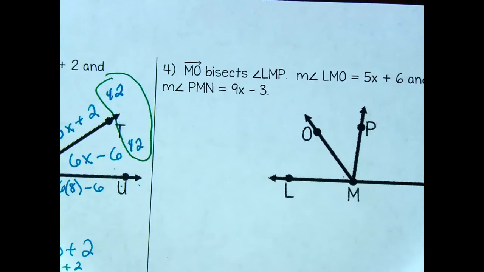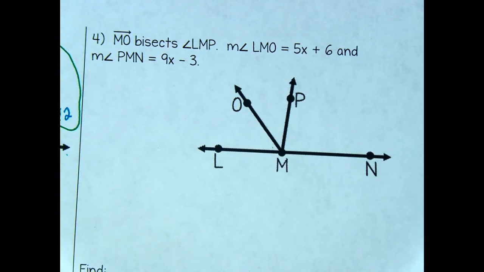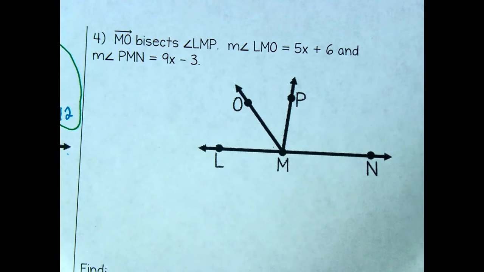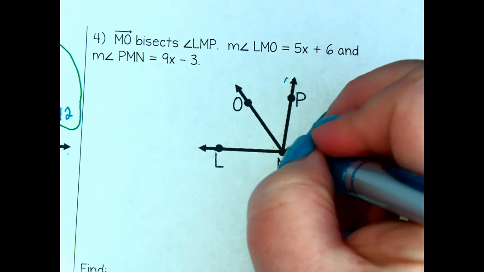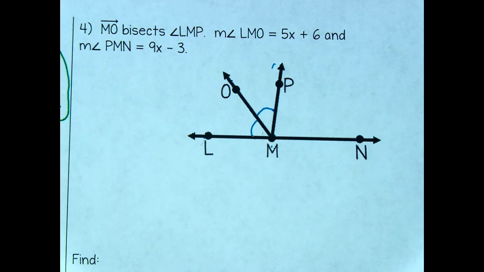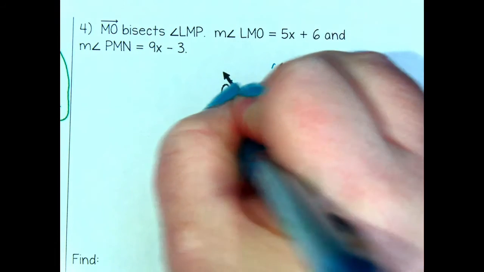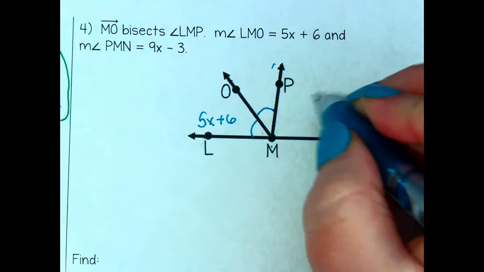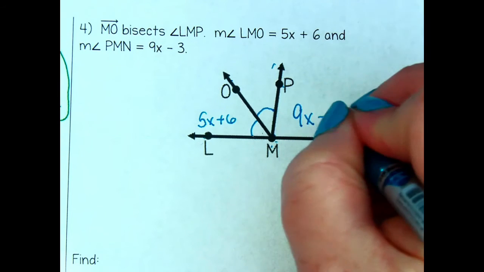Example 4, it says that ray MO, and there's more going on here, so I have to take my time. Ray MO bisects angle LMP. Well, here's angle LMP, and ray MO bisects that, so those angles are equal. And the measure of angle LMO is 5x plus 6. And the measure of angle PMN is 9x minus 3.